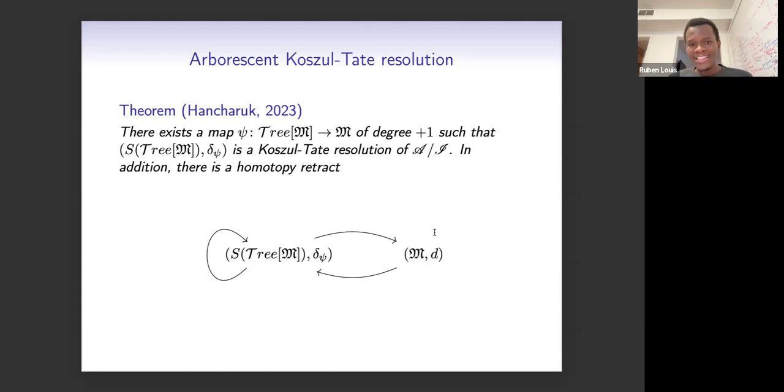So this is a very explicit retraction. And this homotopy retract is very crucial because it allows us to reduce a lot of computations when you compute the causal Tate solution or other things related to that. And this is a very key point in our construction.